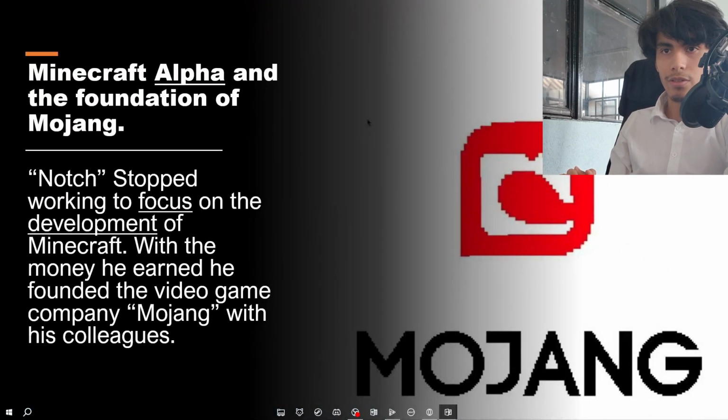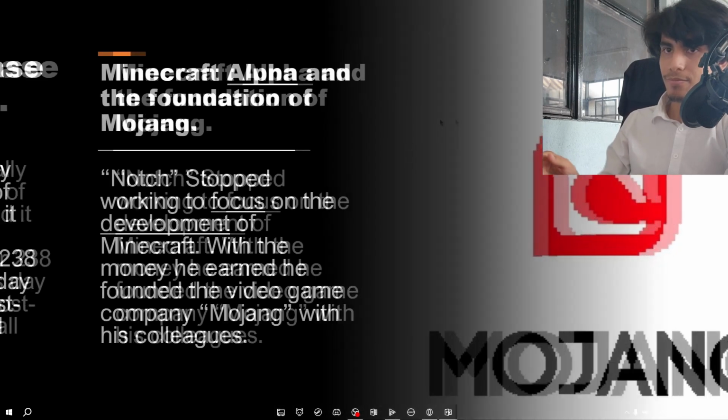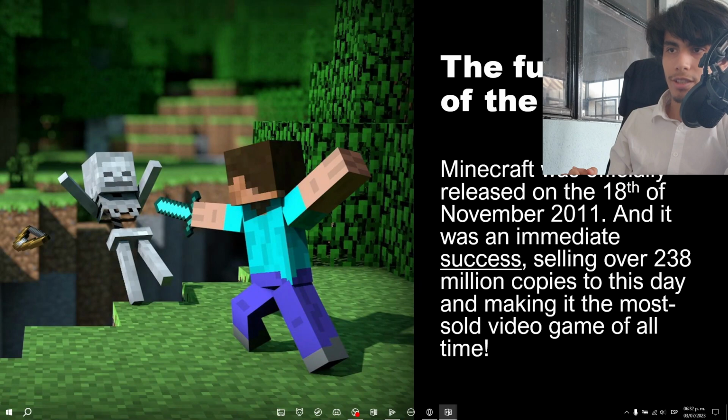Minecraft Alpha and the foundation of Mojang. Notch stopped working to focus on the development of Minecraft. With the money he earned, he founded the video game company Mojang with his colleagues. The full release of the game. Minecraft was officially released on the 18th of November 2011, and it was an immediate success, selling over 238 million copies to this day and making it the most sold video game of all time.